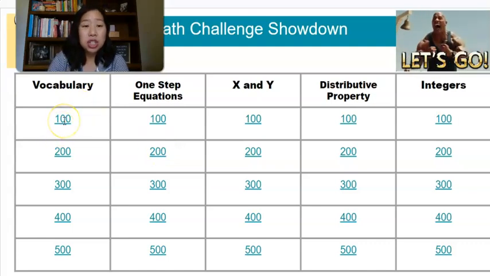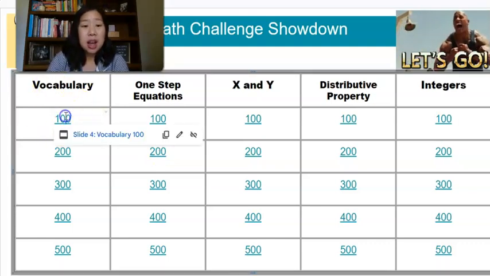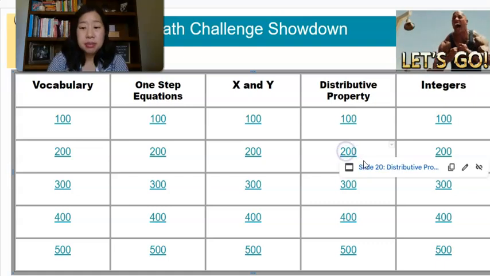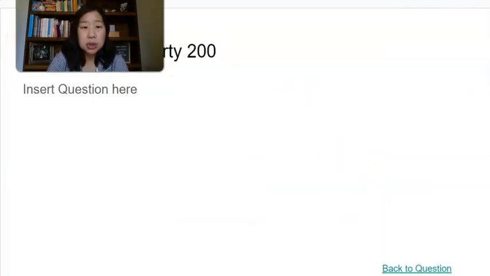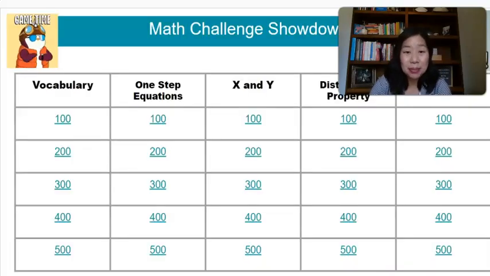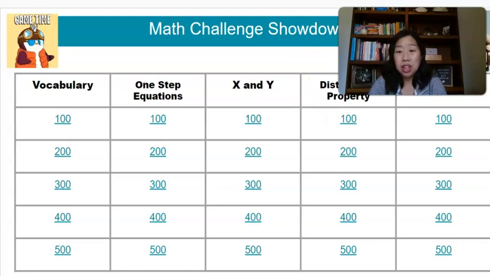But what I will do is set it up so if a student says, okay, I select distributive property for 200, I would click here and it would take me to the distributive property 200 slide, and then they would see the question here. There's obviously no question here right now because I just have not inputted the question yet. But this is kind of what the game board looks like.